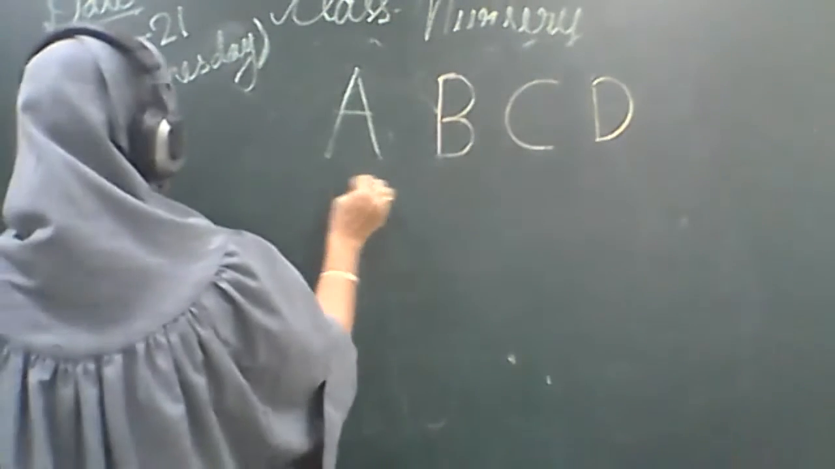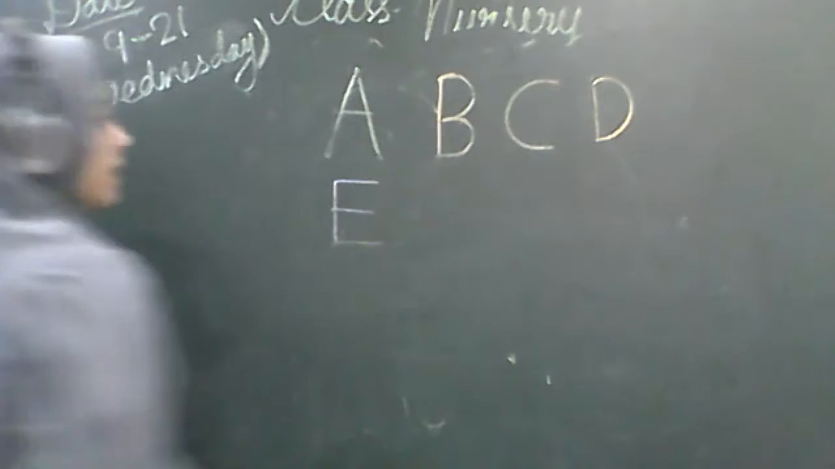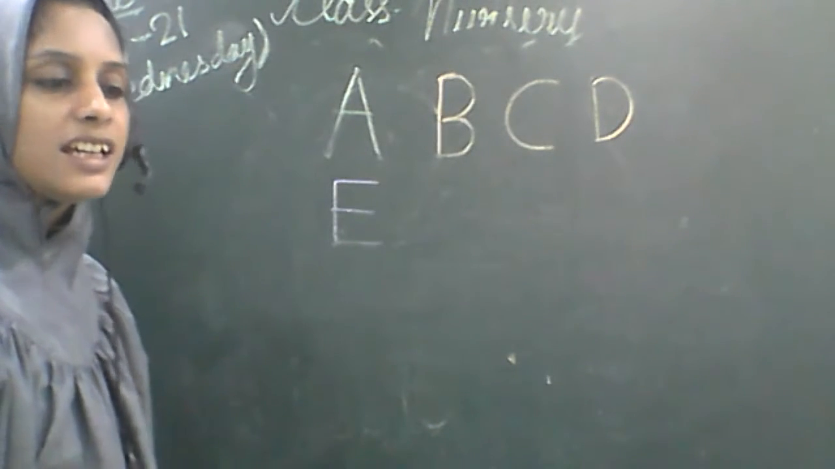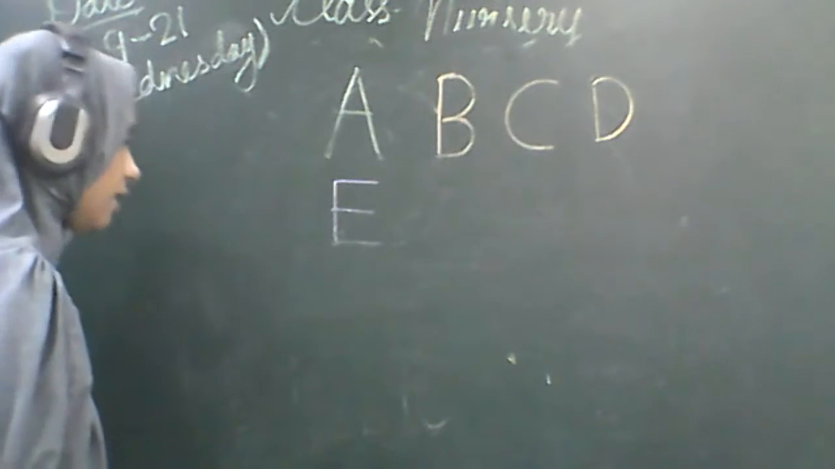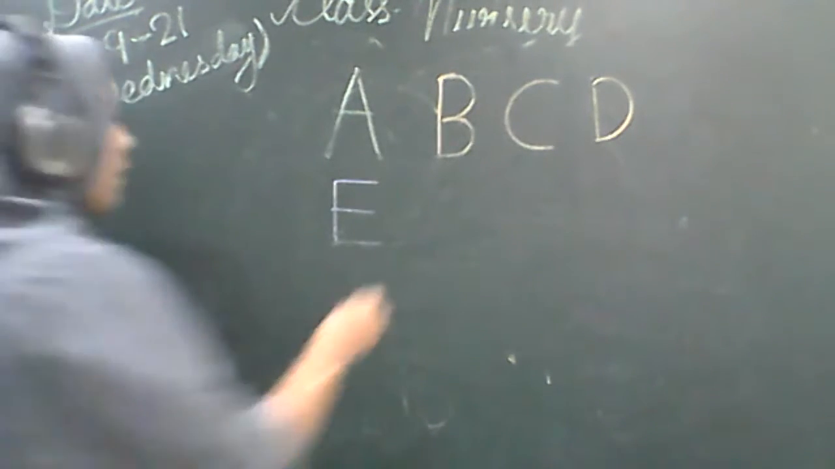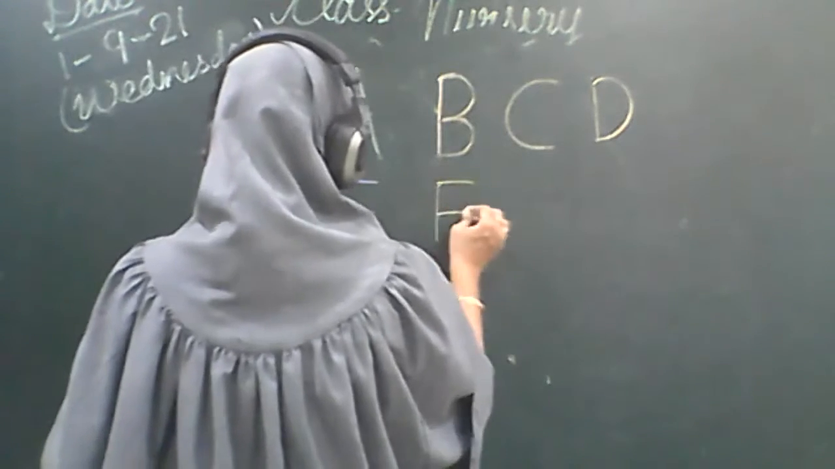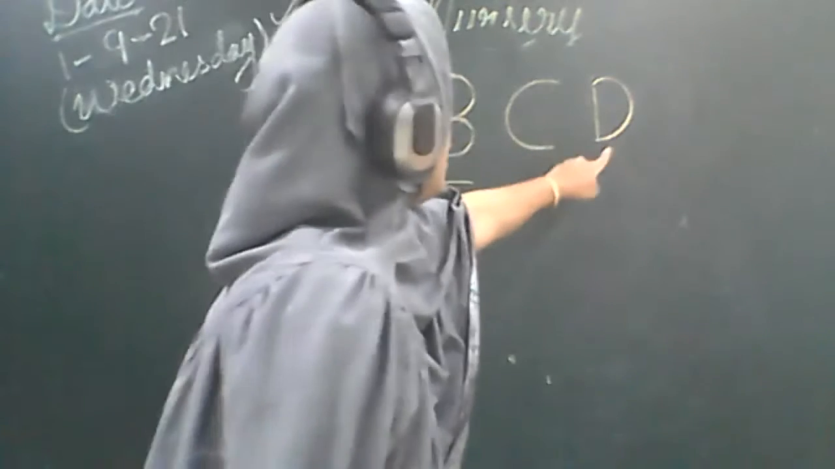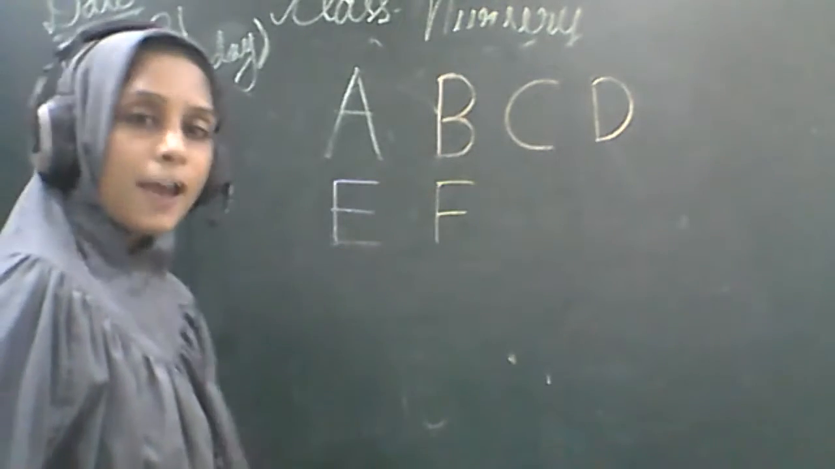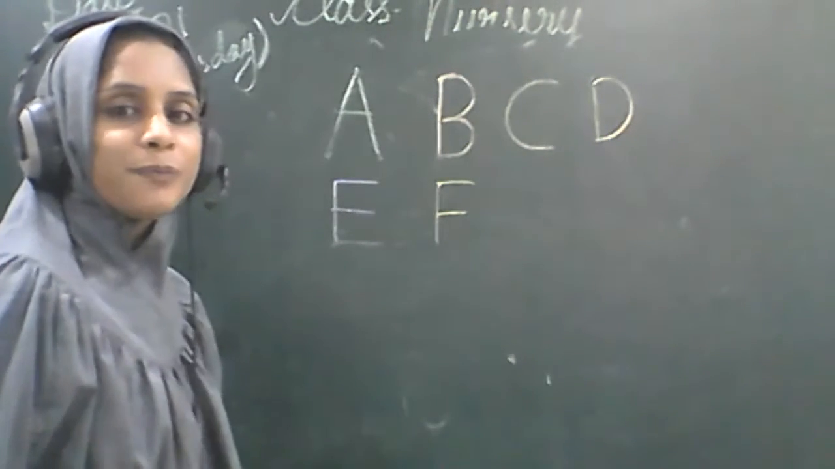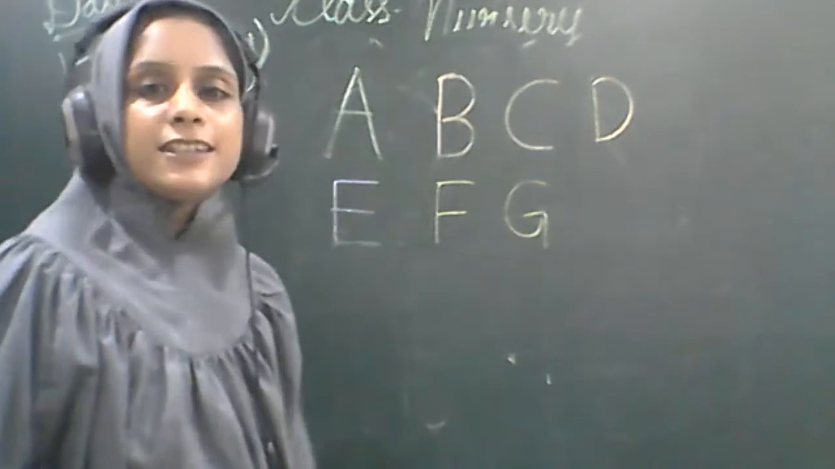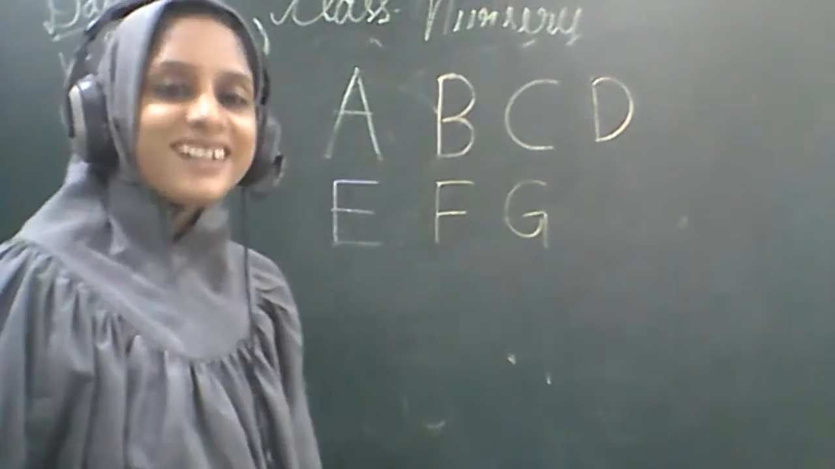After D, E. E, elephant. Then after E, F. A, B, C, D, E, F. F for fish. Then after F, G. Which letter is this? This is letter G. G, gun.